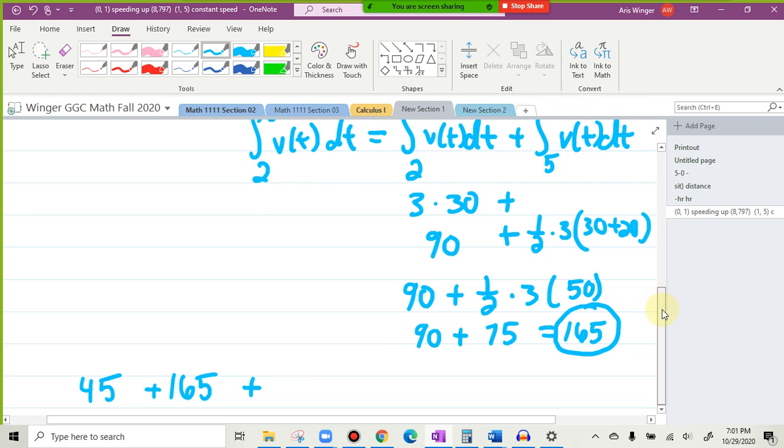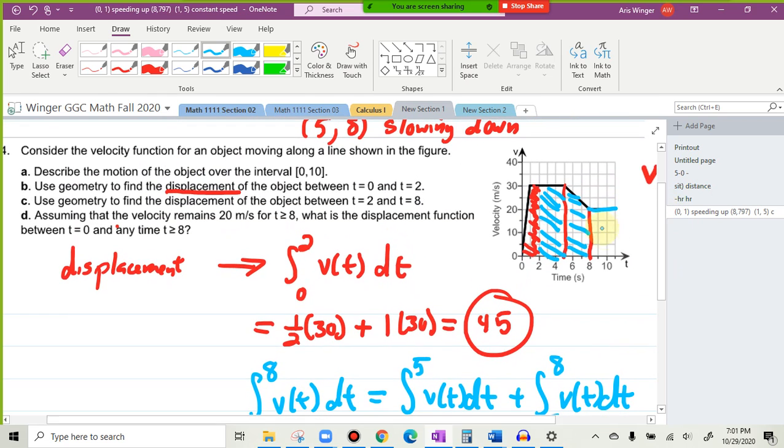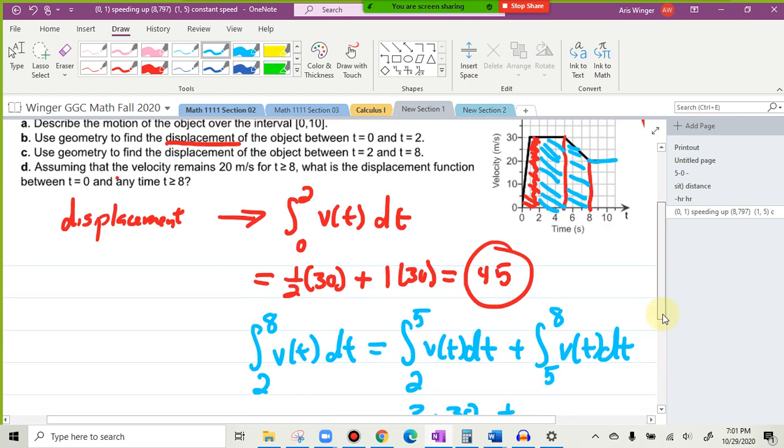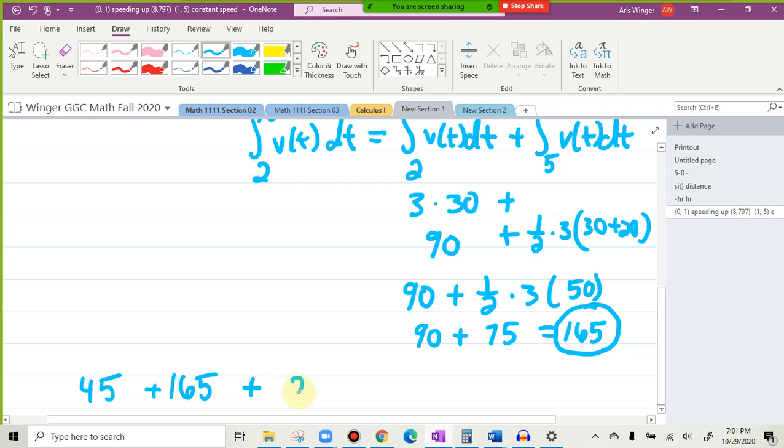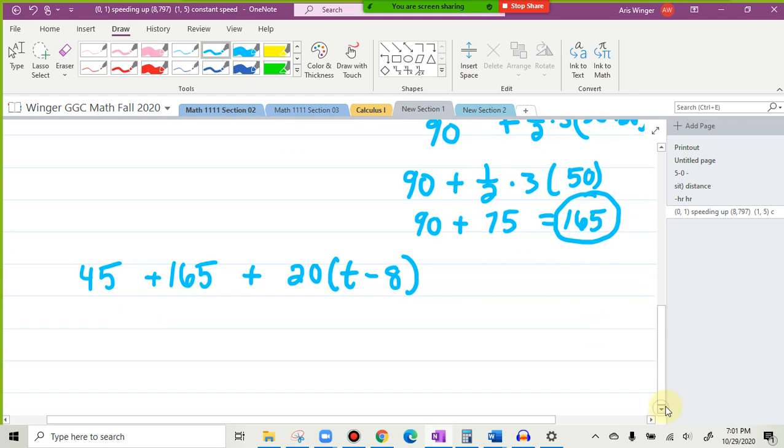And then the function that's going to tell us how far we are: I'm going 20 meters per second for every second after 8 seconds. Then that is going to be 20 times t minus 8 for every second after 8 seconds. So for instance, when t is 9, you get 20 meters. When t is 10, you get 40 meters, right? So you just plug in 9, 10, 11, 12 into this.